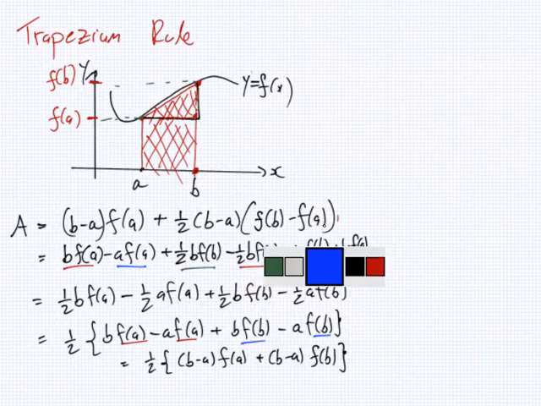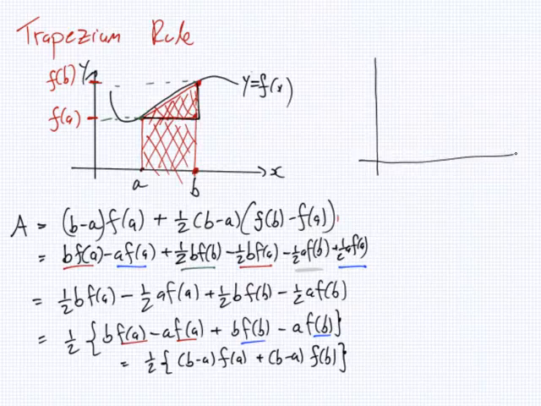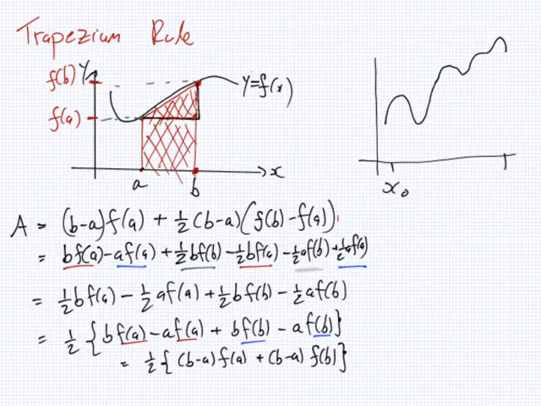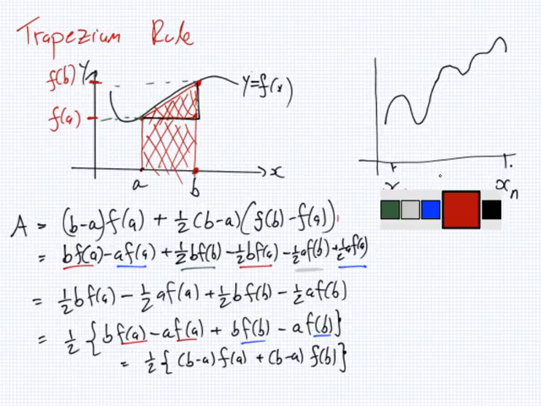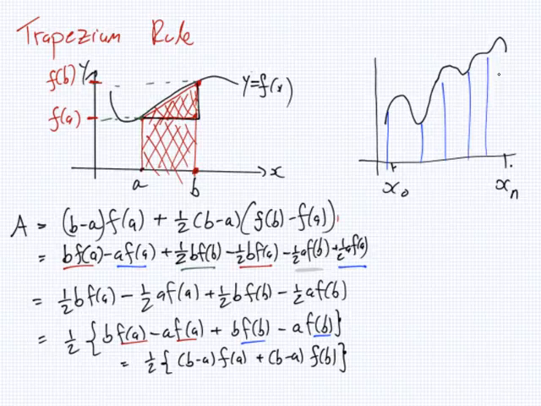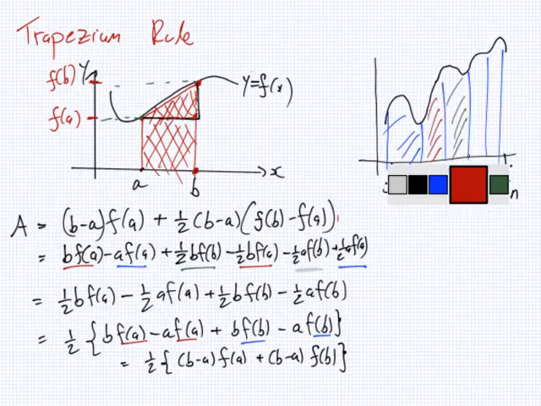But the problem is, in real life, we'll want to calculate much bigger areas. Like, for example, let's just draw something like this. And here's a, and here's b. Or rather, let me call this one x0, xn. And we want to get the area from here to here. So what we could do is break this up into many little pieces and use the formula on each piece.